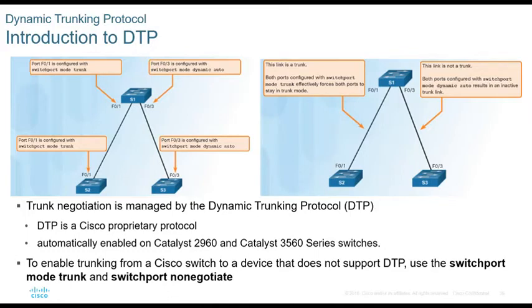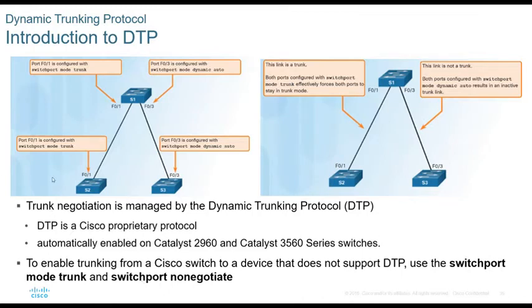Okay, so to enable trunking from a Cisco switch to a device that does not support DTP, we force it, okay, using the command switchport mode trunk, as is, no? So we just tell the port of that particular switch to change mode manually to trunk. And also we have the command switchport nonegotiate.